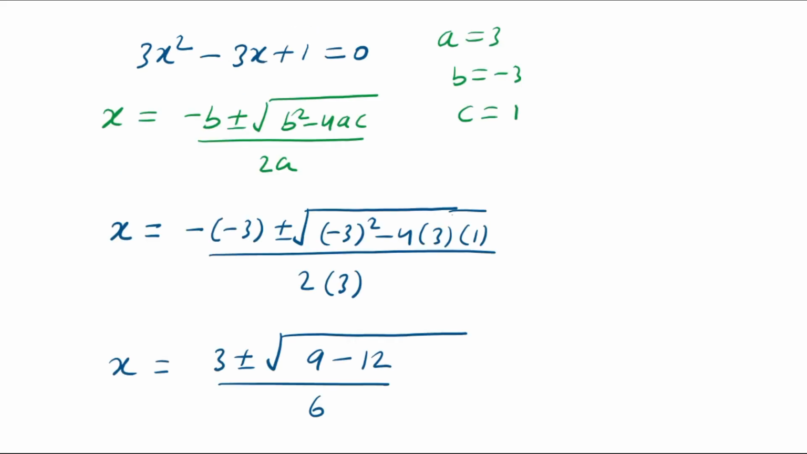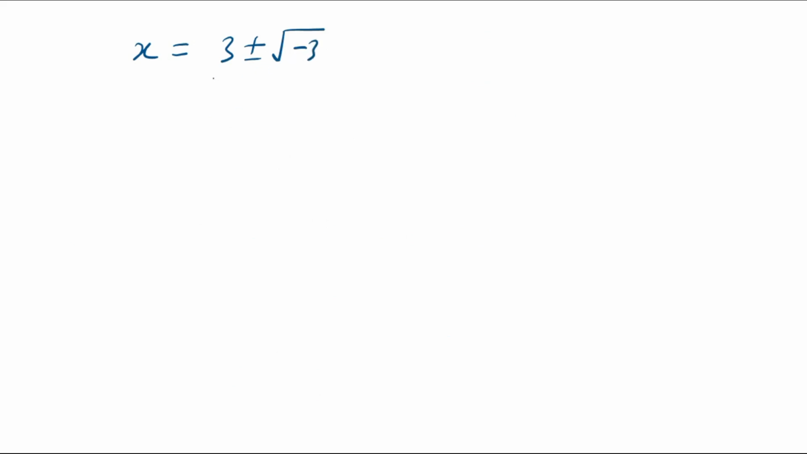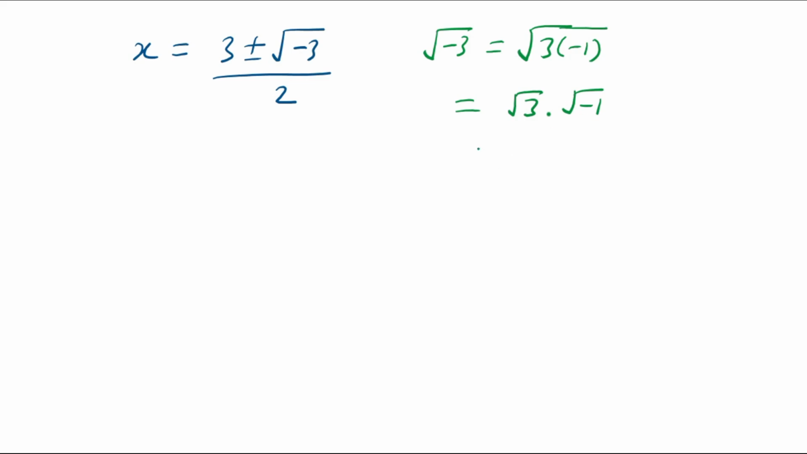Then x is equal to 3 plus minus square root of 9 minus 12, which is equal to minus 3, over 6. Now square root of minus 3 is equal to square root of 3 times minus 1. Then this is equal to square root of 3 times square root of minus 1, and square root of minus 1 is iota. So our value of square root of minus 3 is equal to square root of 3 times iota.